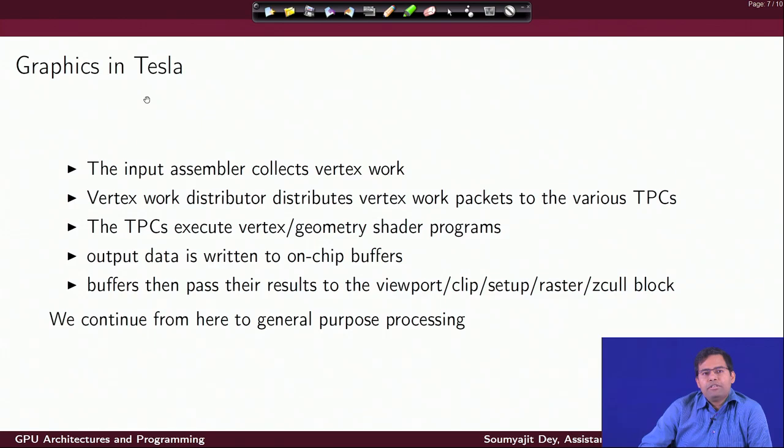So, coming to the graphics in the Tesla, what are the different blocks that are present in the architecture. First of all there is the input assembler which collects the vertex work to be done, and then you have the vertex work distributor that distributes these work packets to the different TPCs that are present, and these TPCs are going to execute the final shader programs, both the vertex as well as the geometry shaders. Now, this is where, as we have already spoken, the programmability comes in. Earlier vertex and geometry shaders also used to be fixed function blocks, but now they become a part of the programmable pipeline.